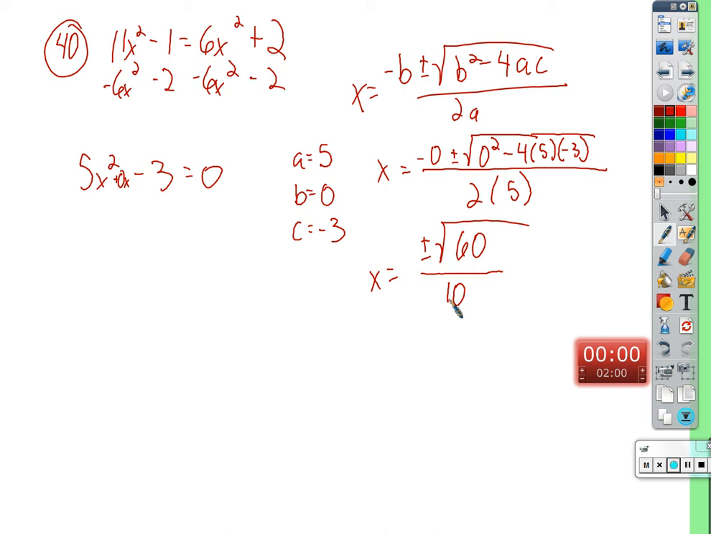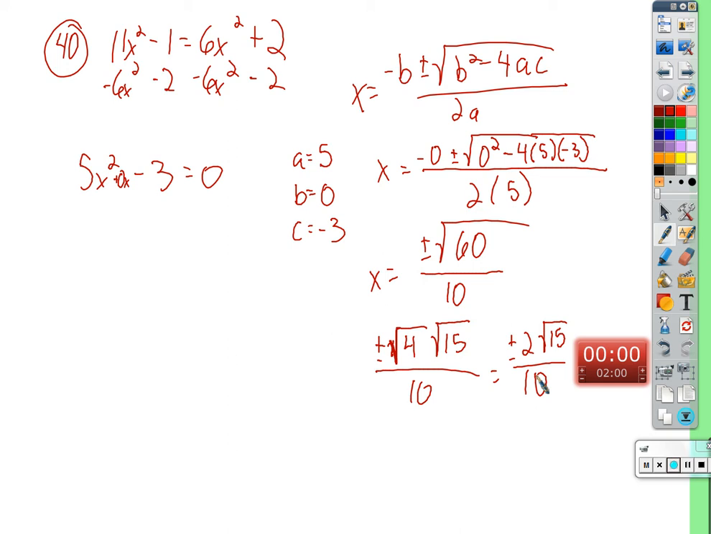60 is 4 times 15. So we could write the square root of 4 times the square root of 15. We can separate square roots into products of square roots. Now what's the square root of 4? 2.